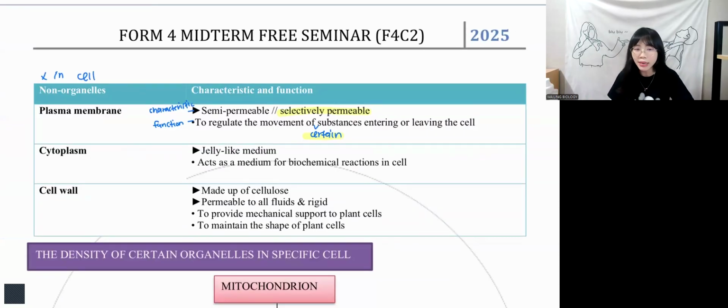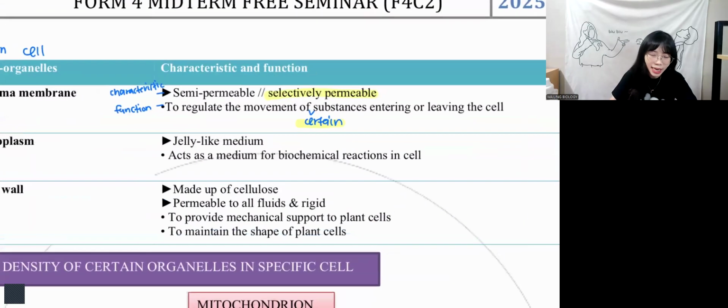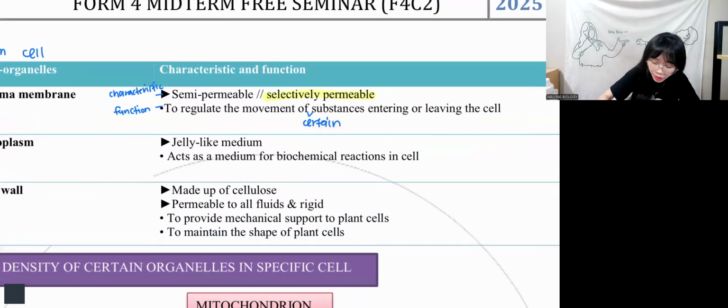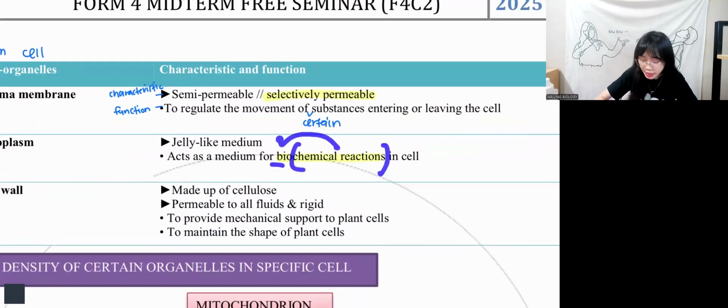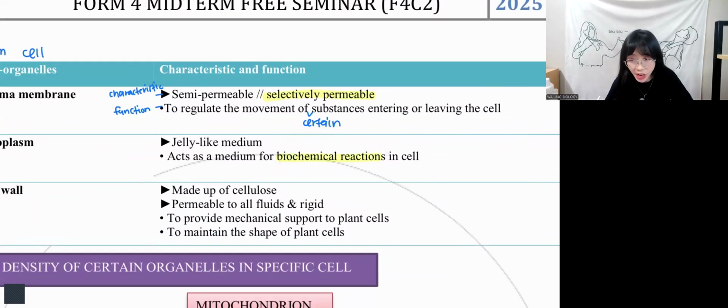Then we have cytoplasm, is a jelly-like structure. This cytoplasm is a place where biochemical reaction occurs. Bio means living thing. Chemical reaction happens in the living thing. We call this as biochemical reaction. Any chemical reaction that happens in human body is known as biochemical reaction. Example, in Form 4, Chapter 4, we learn about hydrolysis. How to digest food is a biochemical reaction. To digest food from starch to maltose, maltose to glucose is a biochemical reaction, okay?